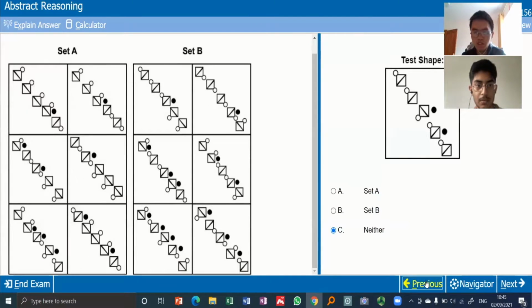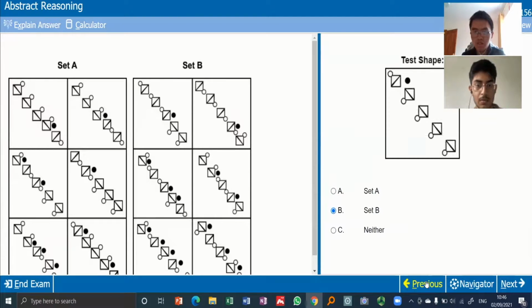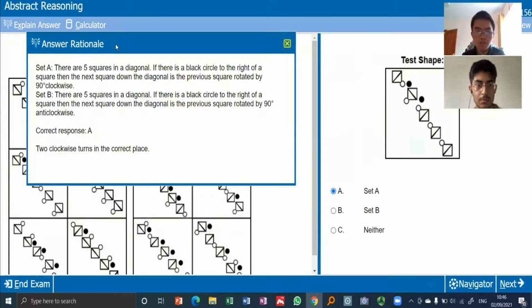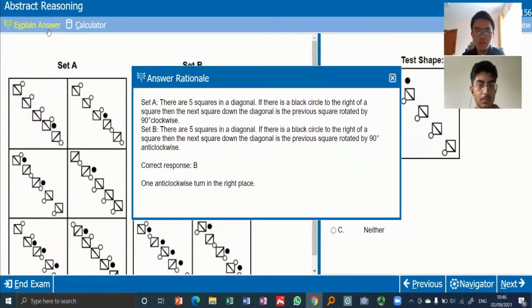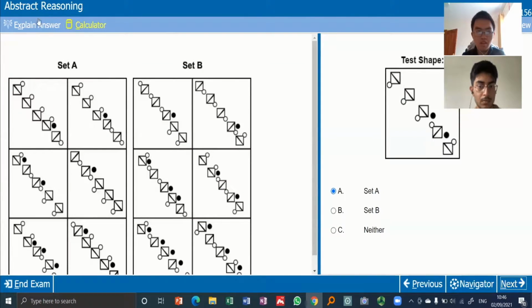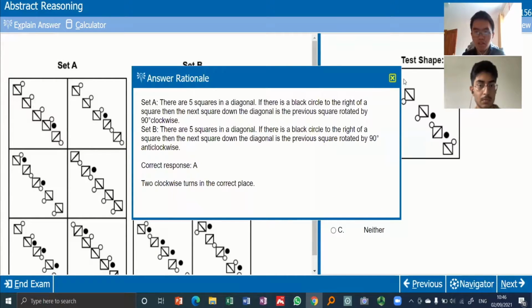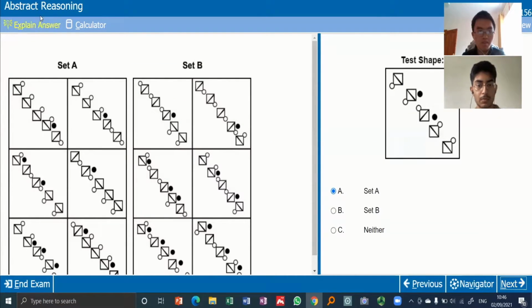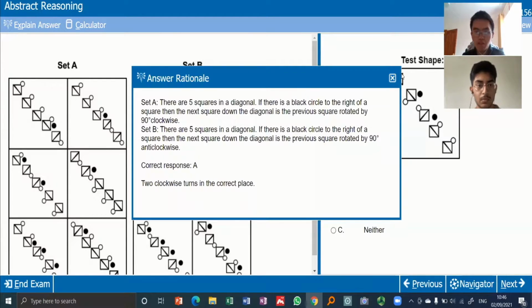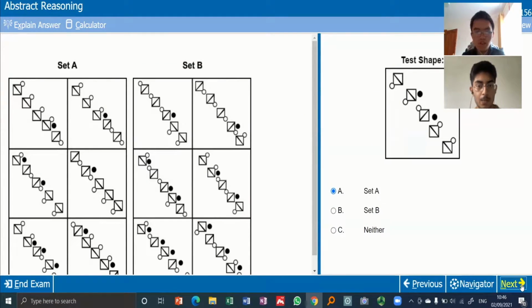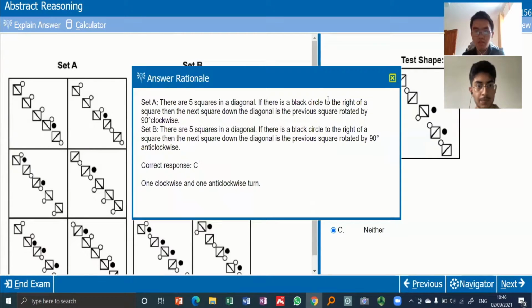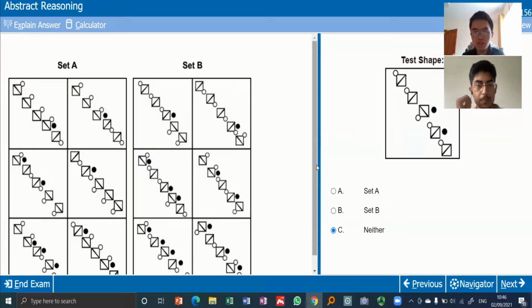So if we were to check the answers, let's just go back to the first question. Yep, so they explain the pattern here, which is exactly what I said, and then A is the correct answer for this one, B for this one, A for this one, A for this one, and C for this one. So once you work the pattern out, it's really difficult to get anything wrong.